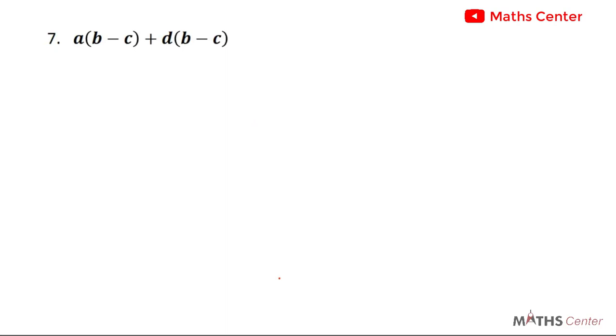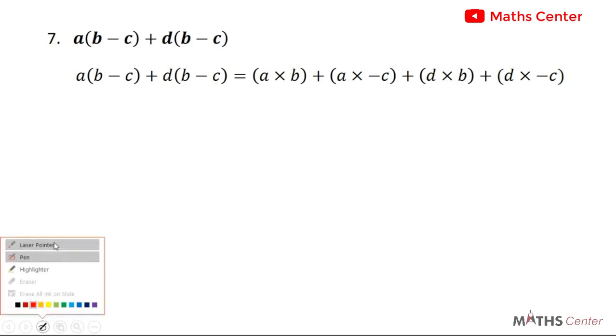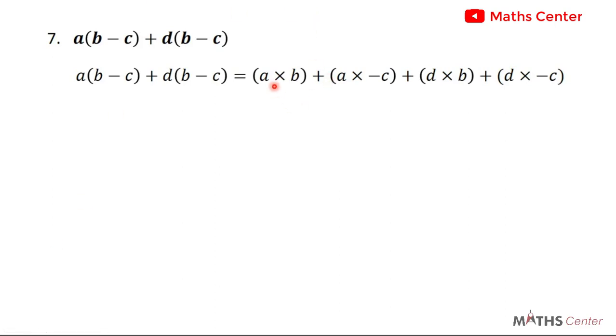Let's take the last example, 7. A bracket open, b minus c, then bracket close, plus d bracket open, b minus c bracket closed. So once again, we distribute what is outside the bracket over what is inside the bracket. So we start. We are going to have a times b as seen here. So a times b in the first bracket. Then since you've closed this bracket, you bring your addition sign to plus. We are going to open another bracket. A times what is inside here, which is minus c. So a times minus c. Then you close that bracket.